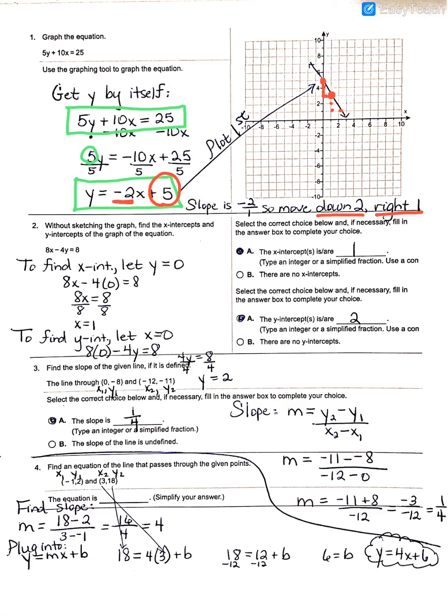So notice I just went down 2 units and to the right 1, and that gave me another point on the line. Now you can continue doing that to get some other points on there to make it just a little more accurate, but it really just takes 2 points to make a line, and of course put arrows on the end. Question 2, you're being asked to find the intercepts.